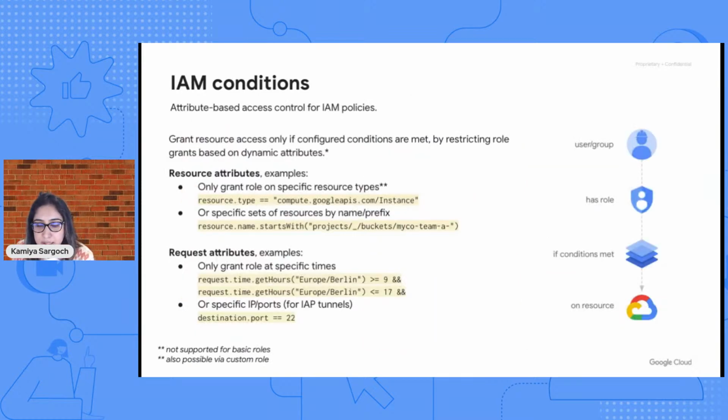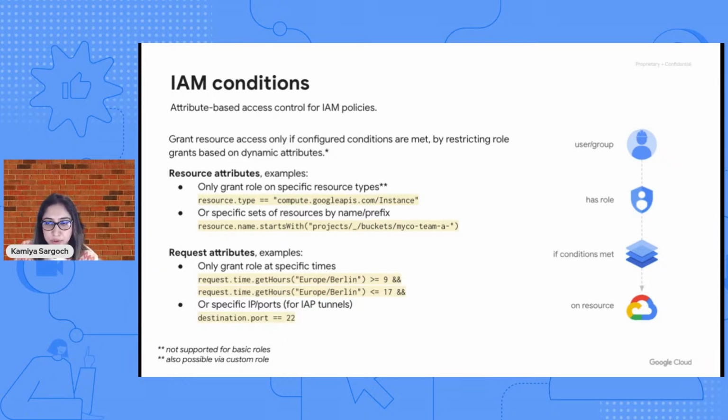IAM conditions are a way to control access to Google Cloud resources based on the attributes of the request. So what does that mean? With IAM conditions, you can choose to grant principals access only if specified conditions are met. And there are two kinds of attributes that you would see there: resource attributes and request attributes.